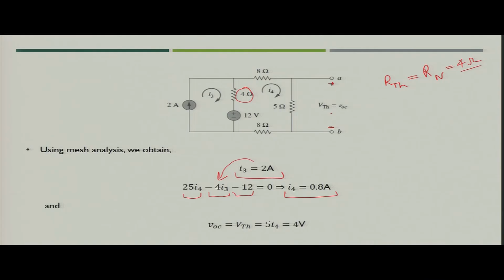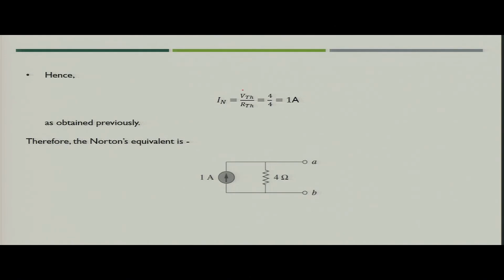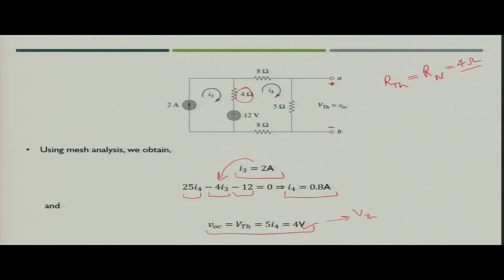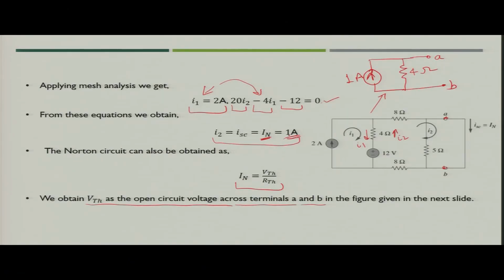Now, what would be the value of open circuit voltage? The open circuit voltage VOC is nothing but 5 into I4. So, 5 into I4 is nothing but 4 volt, and this is your Thevenin voltage. Now, we have got the Thevenin voltage and the Thevenin resistance. So, using the formula IN is equal to VTH upon RTH, you get again the value of Norton's current as 1 ampere, and this is what we calculated when we directly applied Norton's theorem.